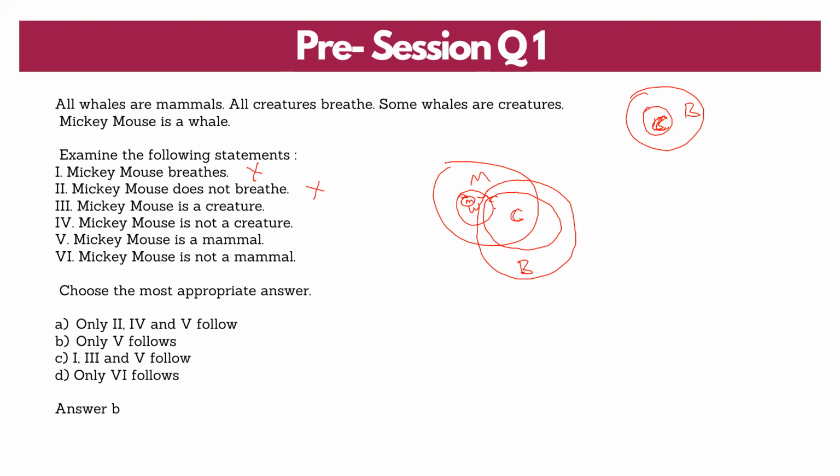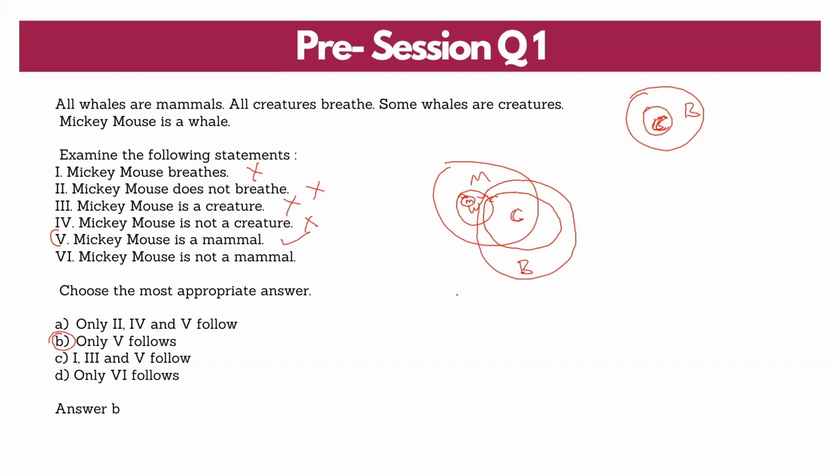Mickey Mouse is a creature for the similar reason. Even 3 cannot be concluded. 4 cannot be concluded. Mickey Mouse is a mammal. Definitely it is true. All the times it is true. Because Mickey Mouse lies inside whale and whale lies inside mammal. So that means Mickey Mouse lies inside mammal. So 5 is definitely true. Answer is this. Only B follows.